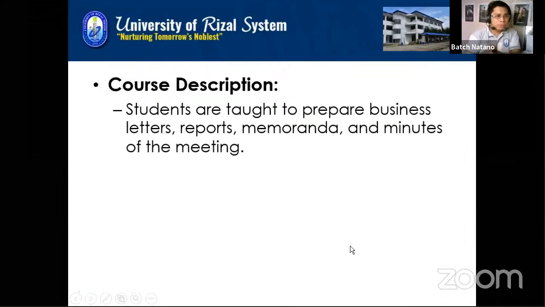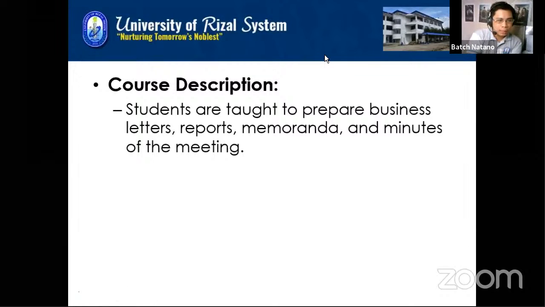Okay, so for this subject, what we'll be dealing with is more of how to write business letters, reports, memoranda, and minutes of the meeting. Considering that all of you here are taking up office administration, it's very important that you be particular on the procedures. Let's say, for example, on how to write the minutes of the meeting and what are the different things to consider when you are writing your business letters, reports, memoranda, and minutes of the meeting.